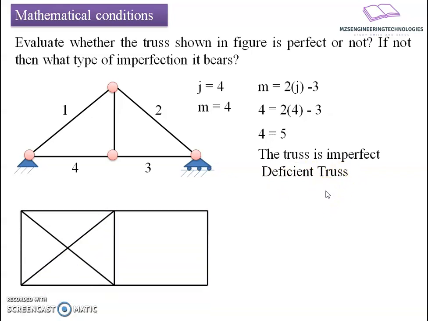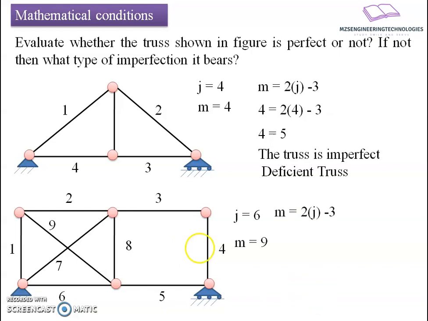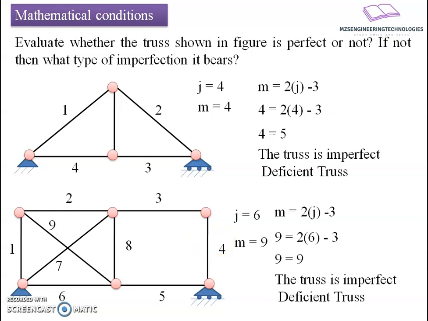Now let us try to classify this truss. The truss assembly is given. Two bays have been defined here. One bay has cross bracings, and the other is only a simple square geometry. Let us first identify whether it is a perfect truss or an imperfect truss. So let's count the joints here. The joint count is 6, the member count is 9, and the equation says m equals 2j minus 3, 9 equals 2 into 6 minus 3, 9 equals 9. It is a perfect truss.